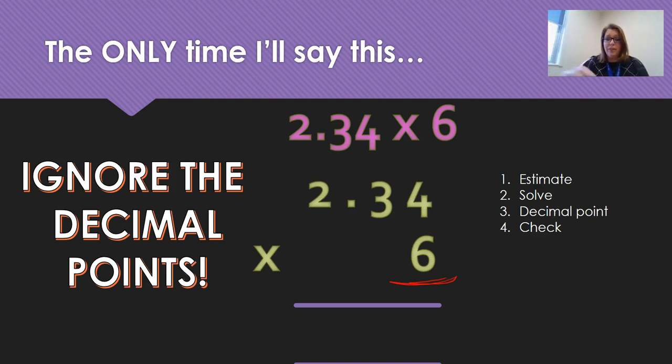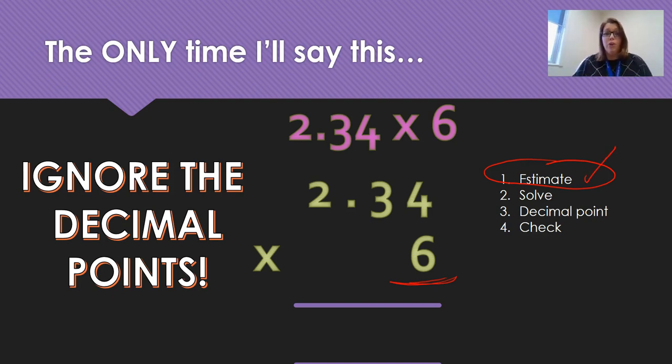So that was the first thing we're going to do. Step number 1, we estimate. Okay, I've got a little bit more than 2 and I'm multiplying by 6. So our answer is going to be somewhere between 12, which would be 6 times 2, or 18, which is 6 times 3. So we're estimating our answer will be between 12 and 18. So we've done that. Let's give estimation a tick.